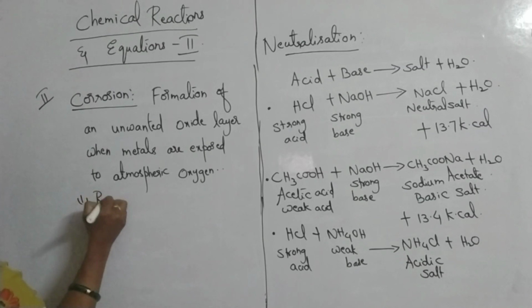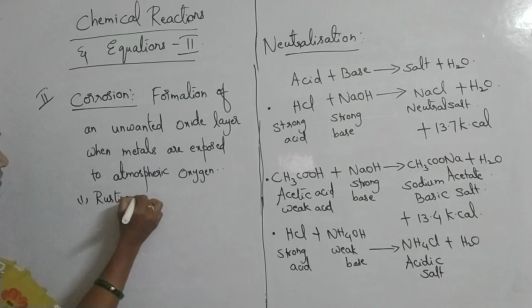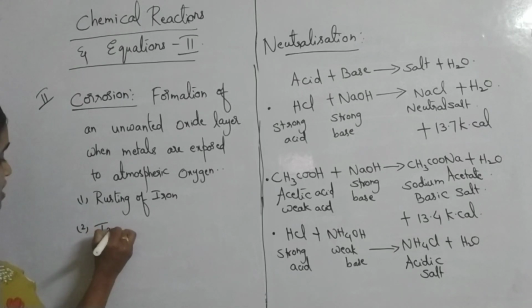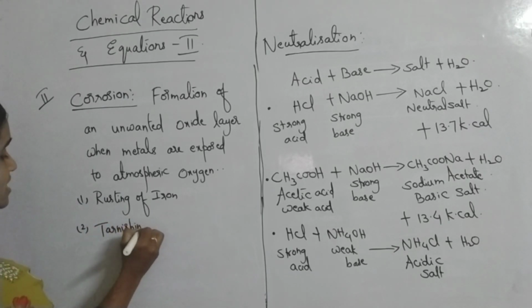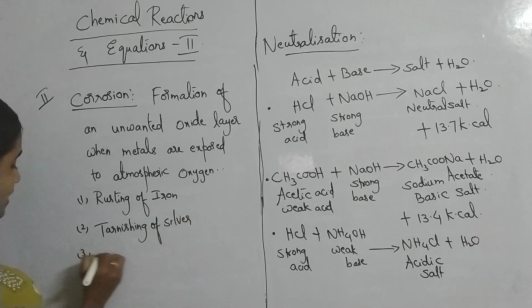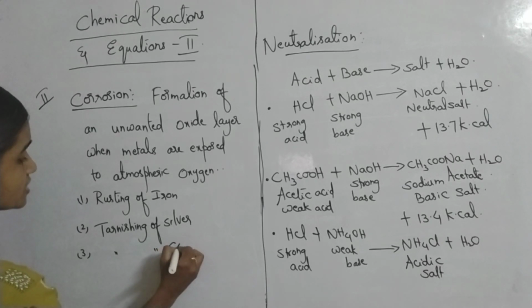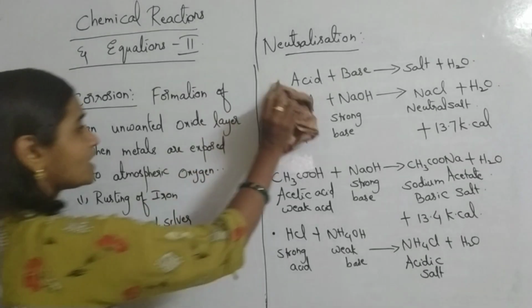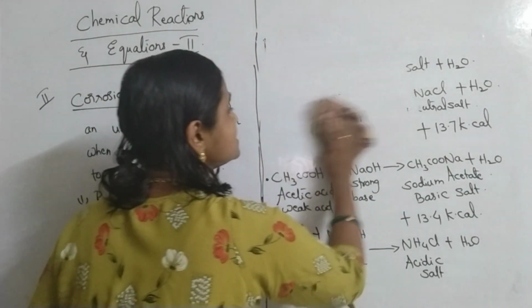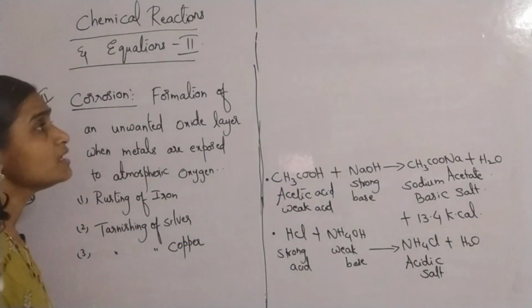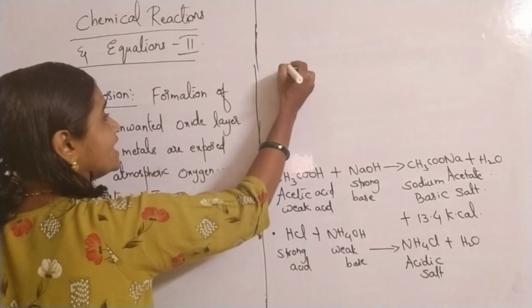Here certain types of corrosion are there. First one is rusting of iron. Then you have tarnishing of silver, and tarnishing of copper. This all comes under corrosion reactions only. So formation of rust, rusting of iron: when iron particles are exposed to atmospheric oxygen, they get rusted. There forms an unwanted oxide layer.